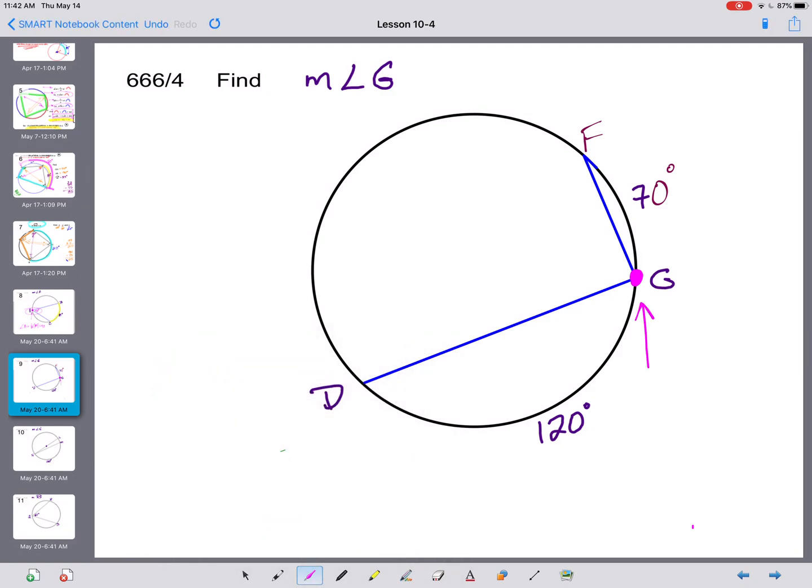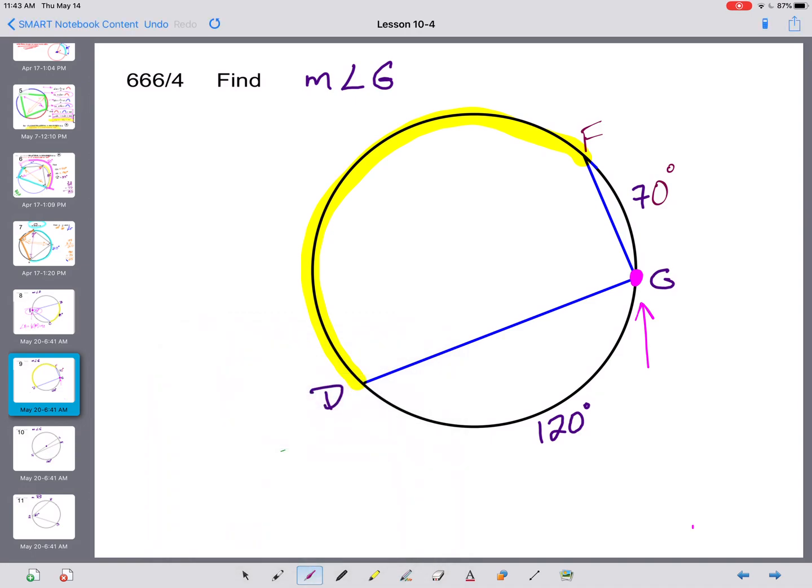Notice right there, the vertex is on the circle. Here is the arc that it opens up to. We need to find that arc first of all. Well, how are you going to find that arc? What do all the arcs in a circle have to add up to? Yeah, 360.